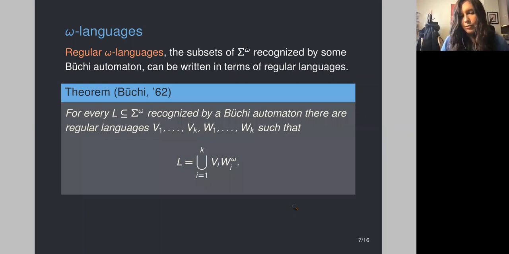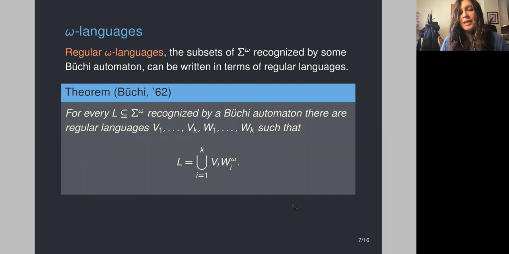And this is a well-known seminal theorem of Buchi from '62. For every omega language L recognized by a Buchi automaton, there are regular languages V sub i's and W sub i's, each in sigma star. Every element of each V sub i and each W sub i is finite length as a string. But for L, a regular omega language, we can write it as a finite union of V sub i concatenated on the right with W sub i to omega.